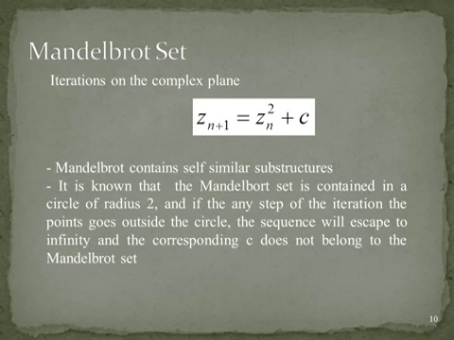The Mandelbrot set is complex. It contains recursively self-similar substructures. It is known that the Mandelbrot set is contained in the circle of radius 2 centered at the origin. And if at any step of the iteration the point goes outside the circle, the sequence will escape to infinity, and the corresponding c does not belong to the Mandelbrot set.